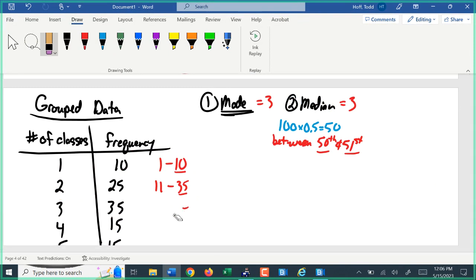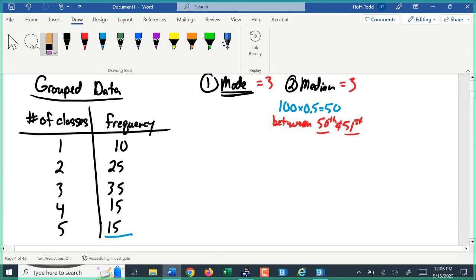So those are the easy ones. The logic behind the median can be a little tricky if you're not used to working with it, but it's not terrible to calculate. Let's find the mean.